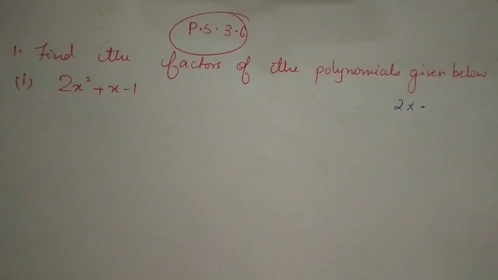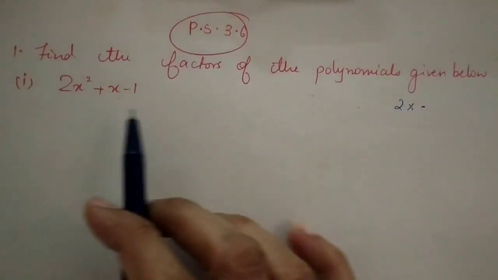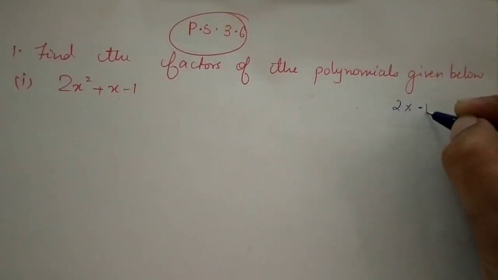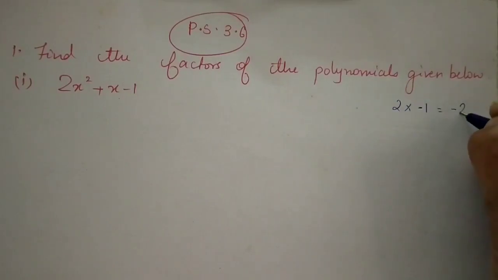Today we are going to do practice set 3.6. The first sum that we have is 2x squared plus x minus 1. Now to start with such kind of sums, when you're supposed to factorize, you first multiply the first and the last number. So 2 into minus 1 will give you minus 2.